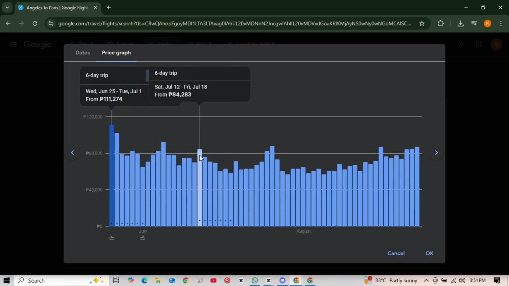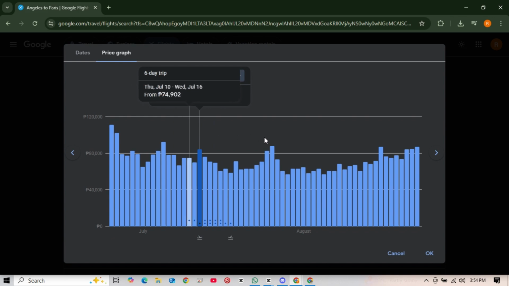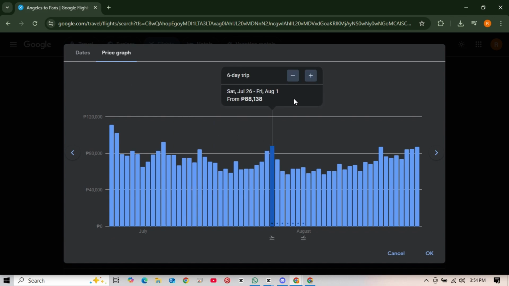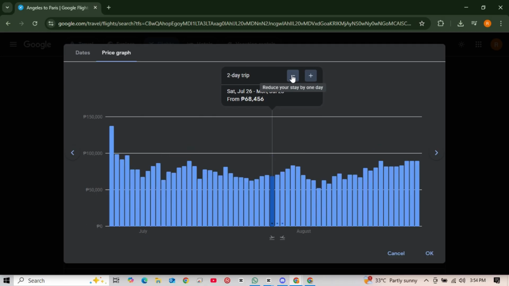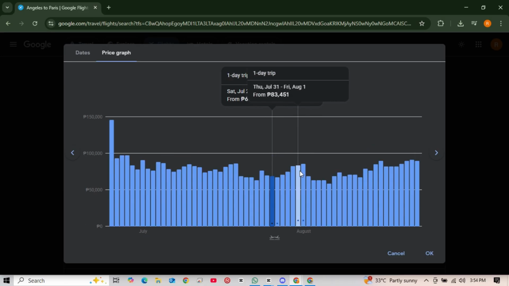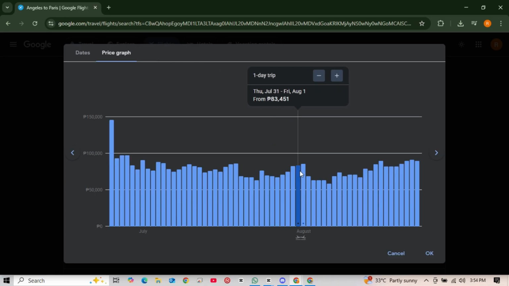Here's a more detailed explanation. What the graph shows: first is the price trends, the price levels, flexible dates, price tracking, and many more. Now, if you want to use it, access the price graph, interpret the graph, and you can identify the best time to book.